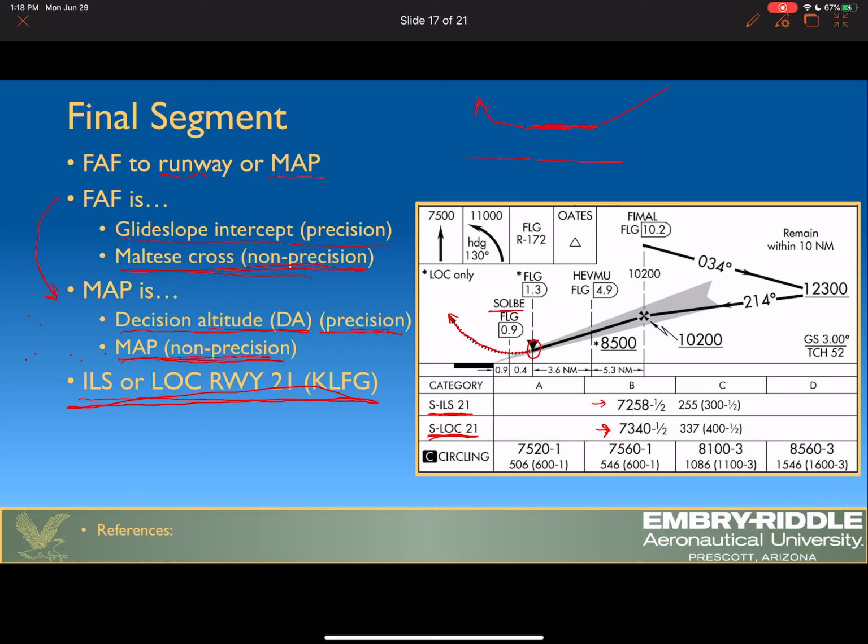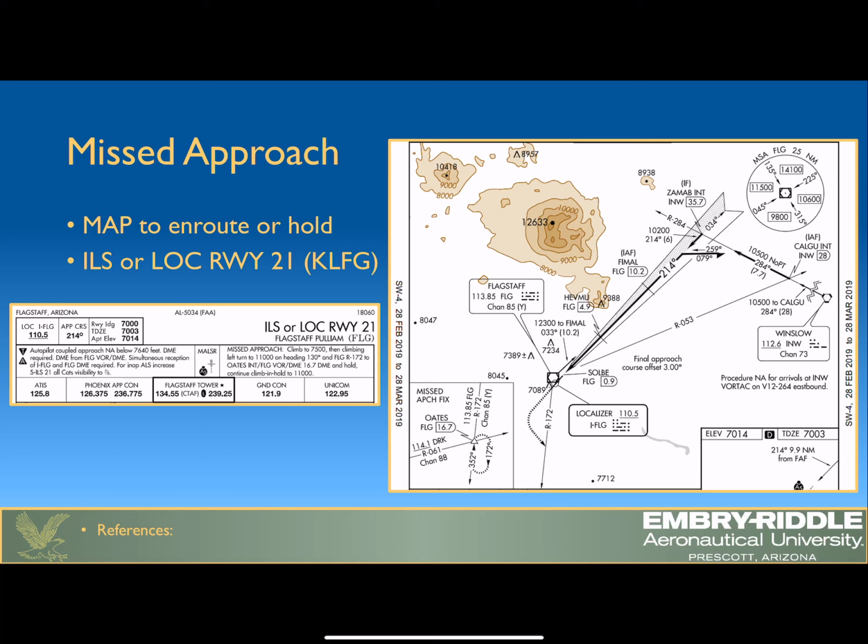So that is the final segment of your approach. So again, the precision comes first, and then the non-precision comes second, if you're looking at an ILS or localizer into an airport. And then the last step is the missed approach.